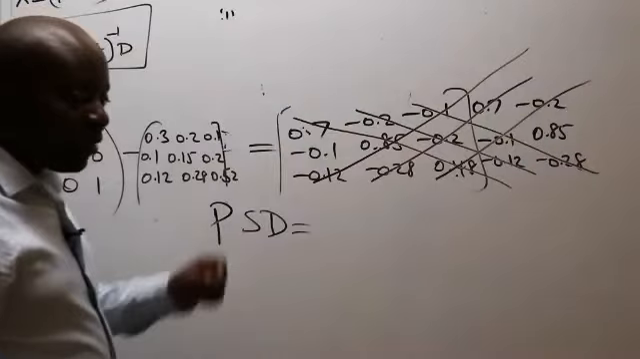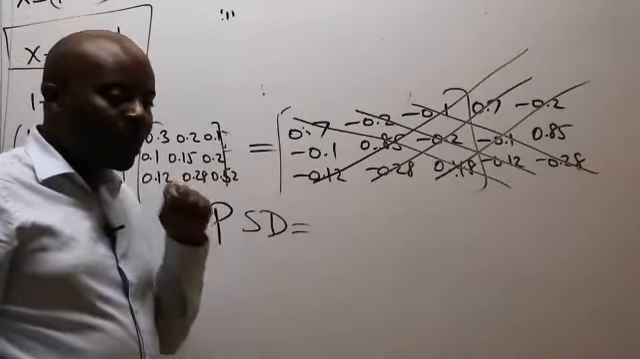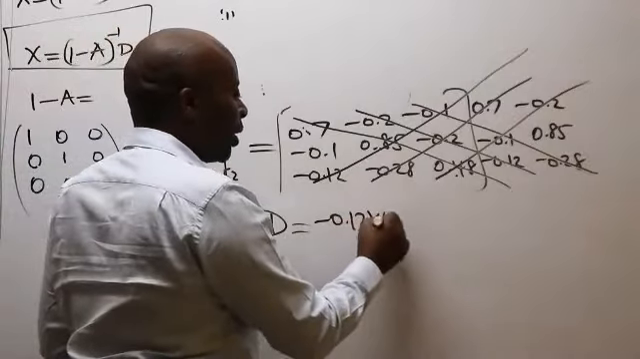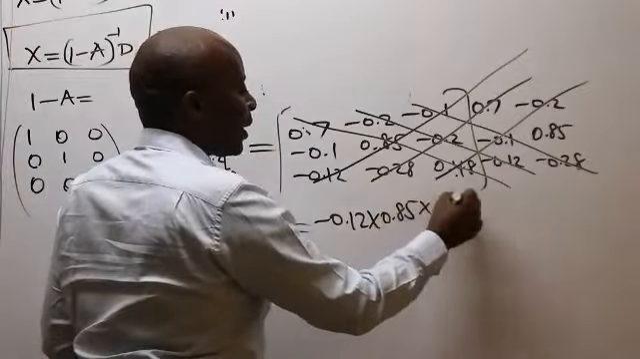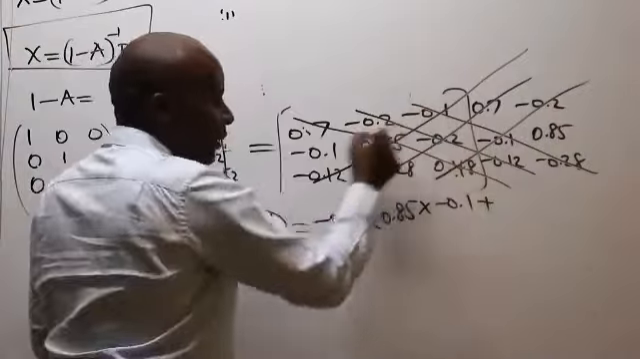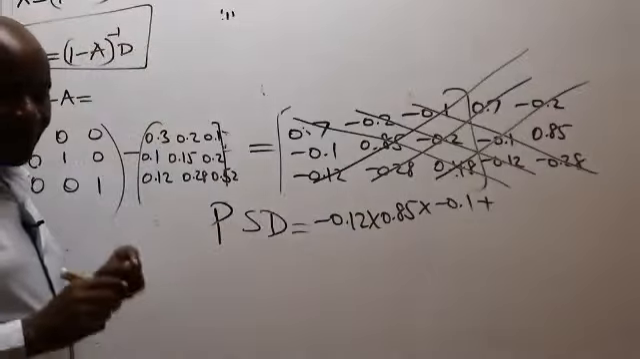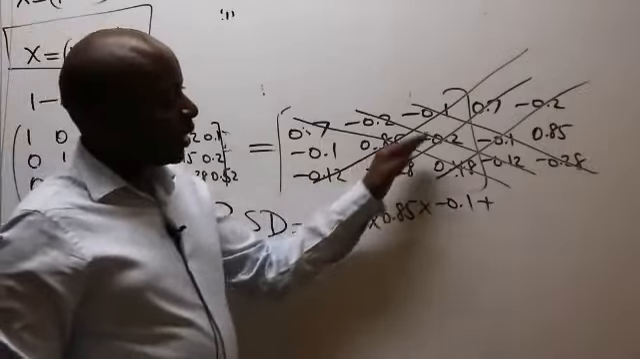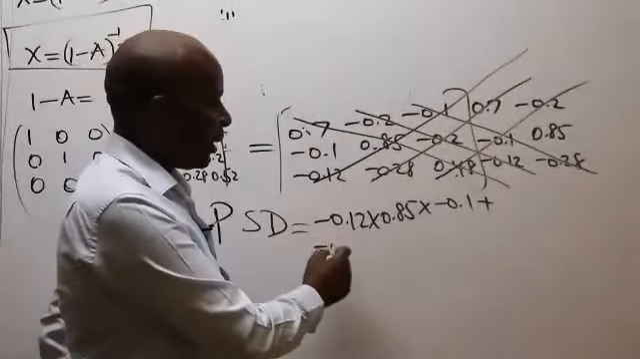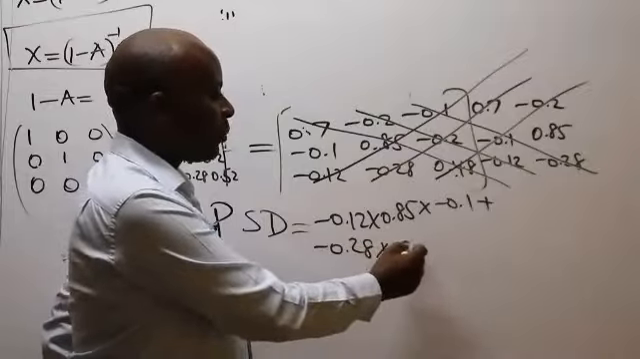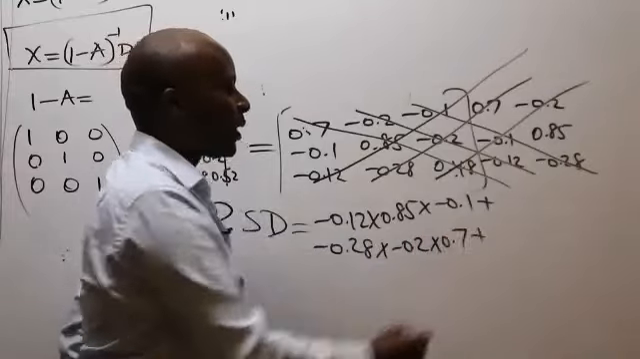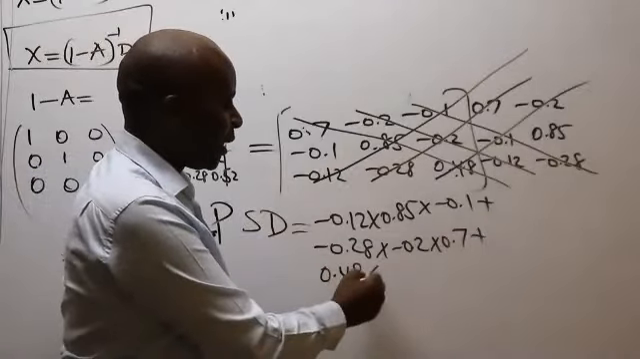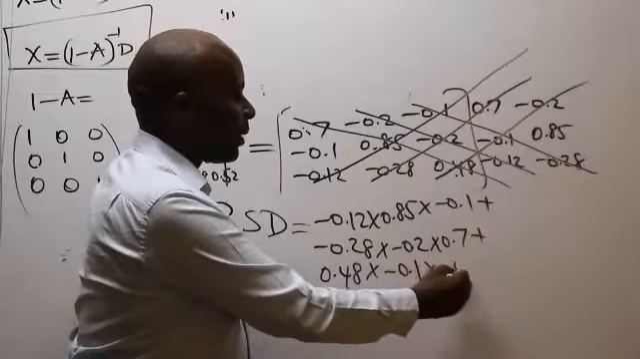So I've got to be very careful for me not to miss out on a sign. So we have here minus 0.12 times 0.85 times minus 0.1 plus. Plus, we come and pick the second one. The second one, what do we have? I can see minus 0.28 times minus 0.2 times 0.7 plus. We go to the third one. The third one, we have 0.48 times minus 0.1 times minus 0.2.